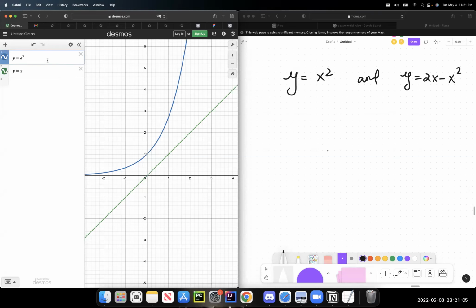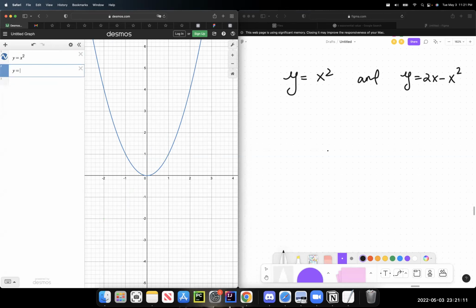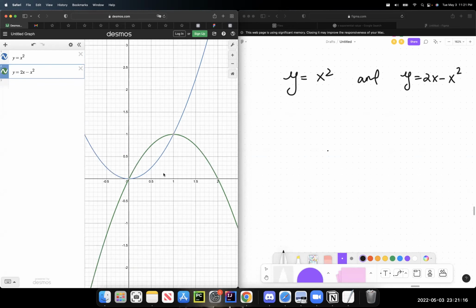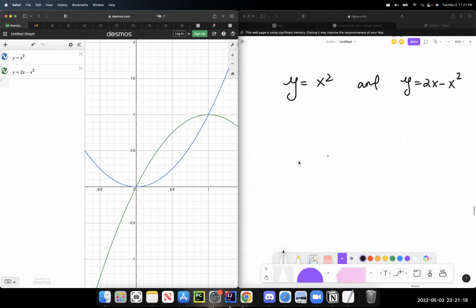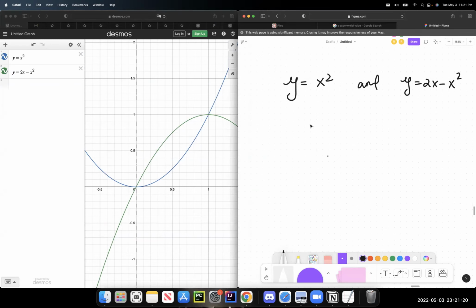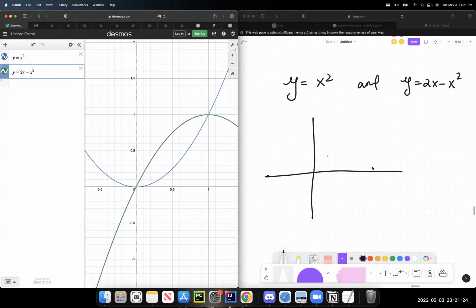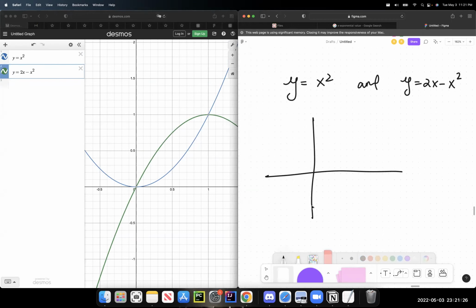So let's look at the area between y equals x squared and y equals 2x minus x squared. As you can see, this is what we have here. It's an area bounded by the curve. And again, to find the bounds, you could set them equal to each other and then solve for what the bounds are.